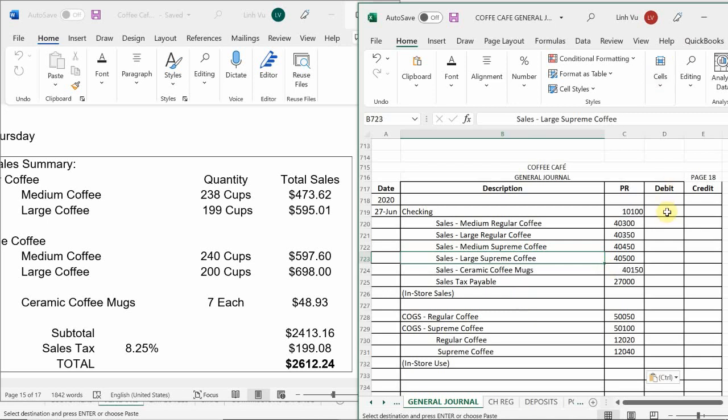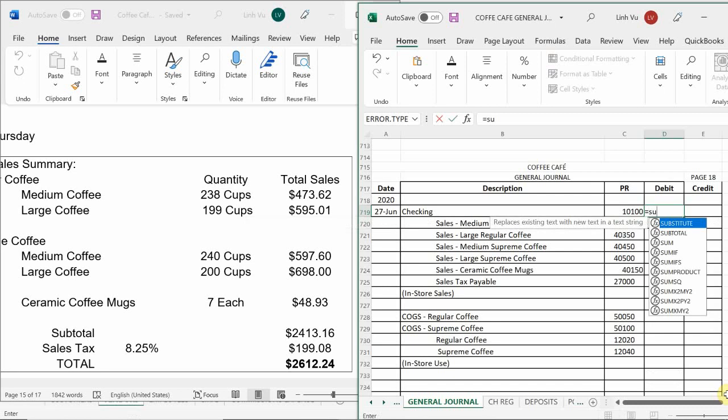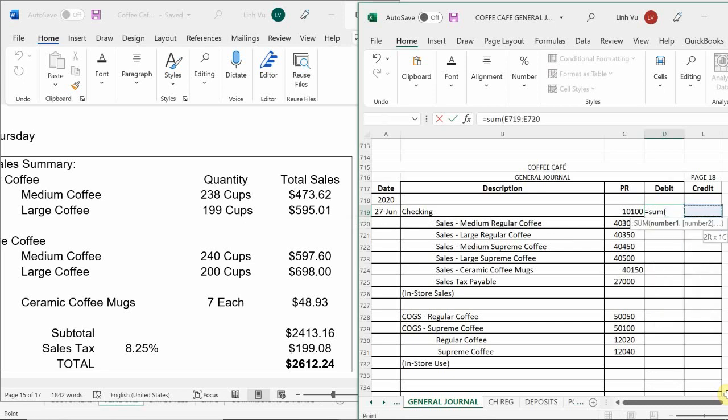Okay, I'm going to put an equal sum here up in checking. So how much medium regular coffee did I sell? 473.62.